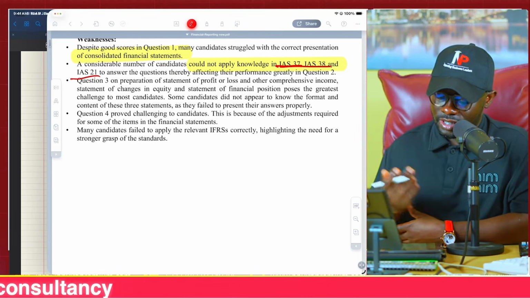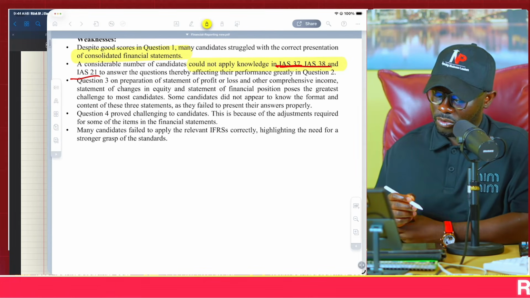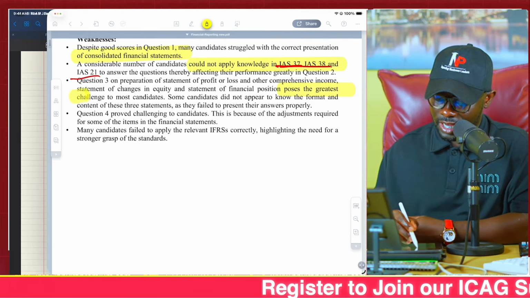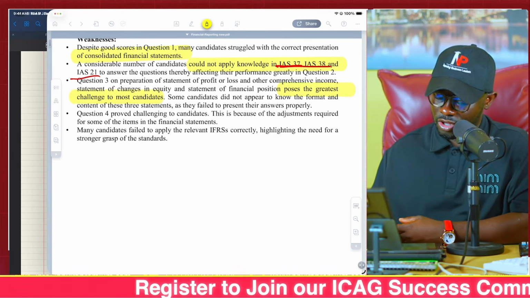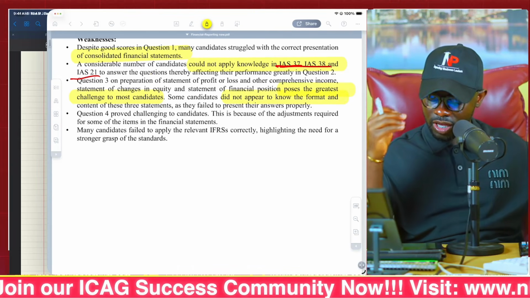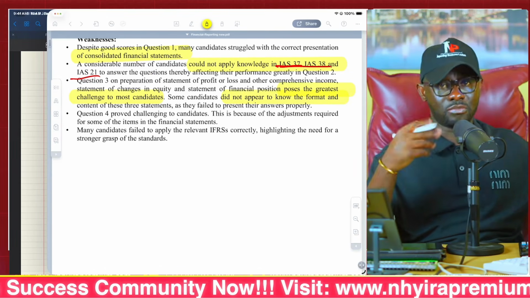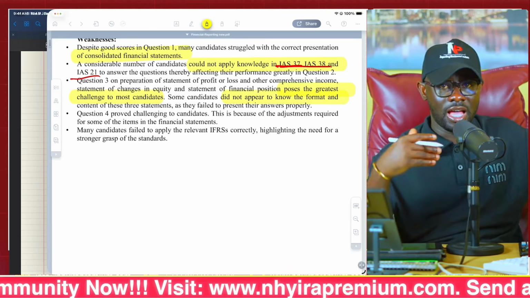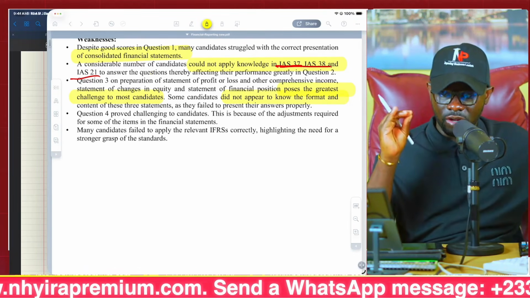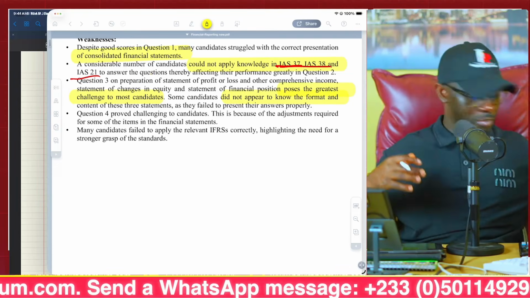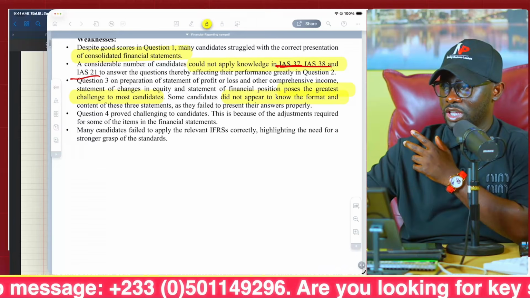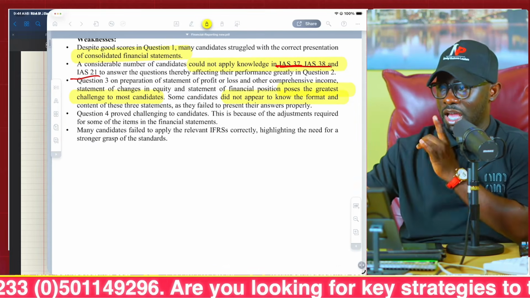Then third, question 3 is the preparation of profit or loss and OCI, right? It poses the greatest challenge for most candidates. Some candidates did not appear to know the format and the content of these three financial statements, as they failed to present their answers properly. So that was what I was mentioning earlier about the presentation of the financial statements, the pro forma. Be mindful of the pro forma, because again, all that adds together to put us in the position to write the exam with confidence and pass the examination.